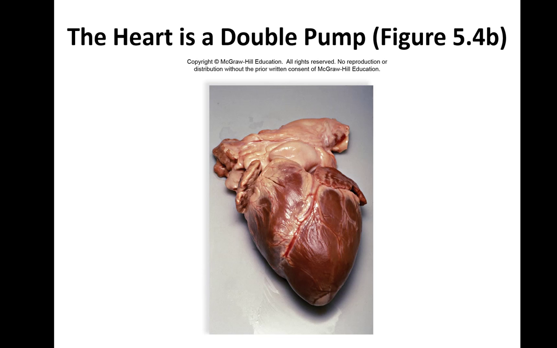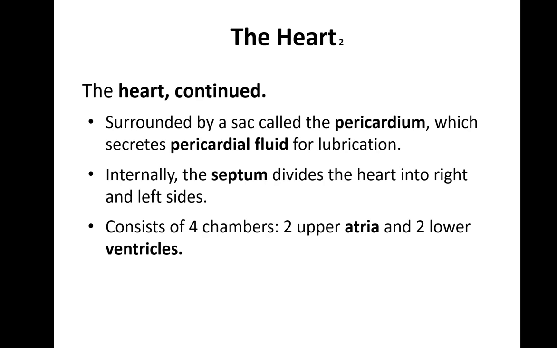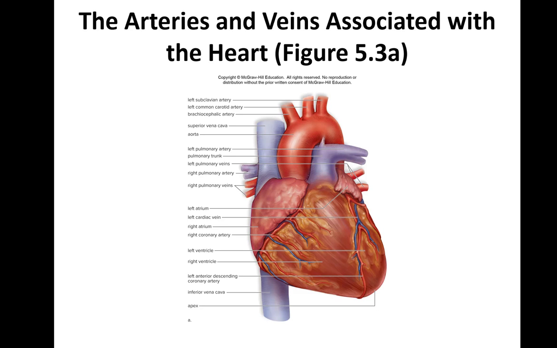Here's a picture of a heart. Inside, the pericardial fluid is a lubrication fluid that allows the pericardium to slide smoothly over the heart surface as a chamber or pump. Internally, a wall called the septum separates the heart into the right and left sides. The heart has 4 chambers: the right and left atria, the upper 2, and the right and left ventricles, the lower 2. Here is some of the external anatomy of the heart.